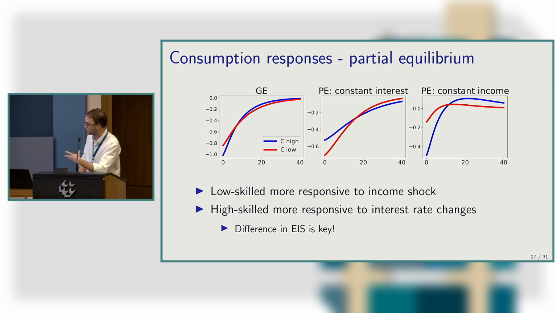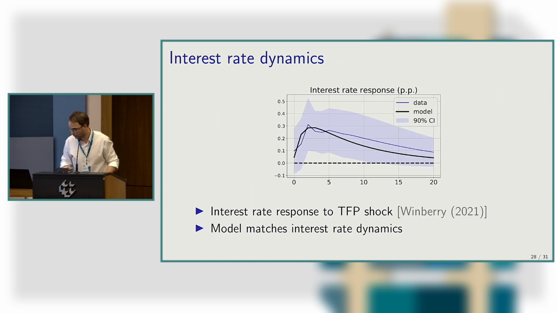And as I mentioned, the fact that high-skilled workers have endogenously higher elasticity of intertemporal substitution is key for this result. So an important aspect of the model is the endogenous response to interest rate, given that it's what is driving the consumption response of the high-skilled households.